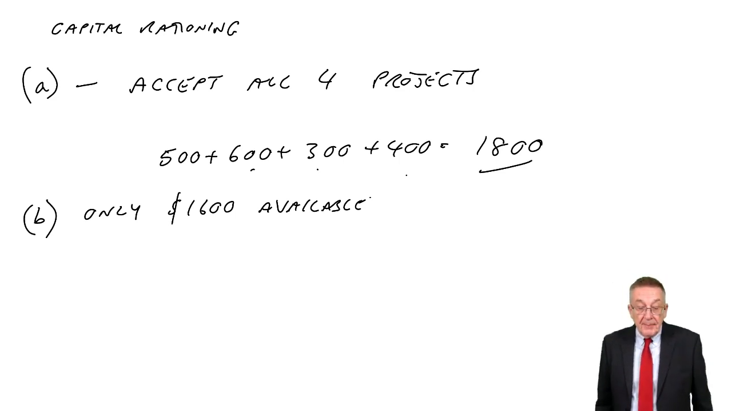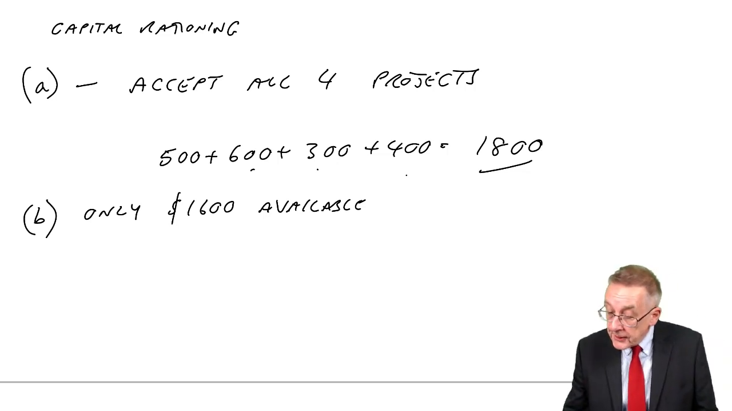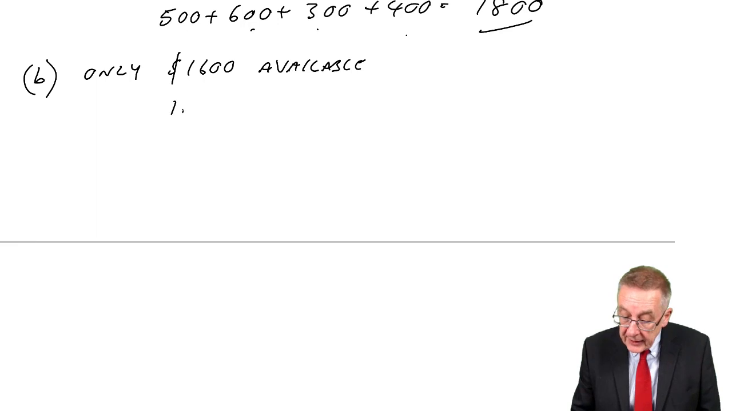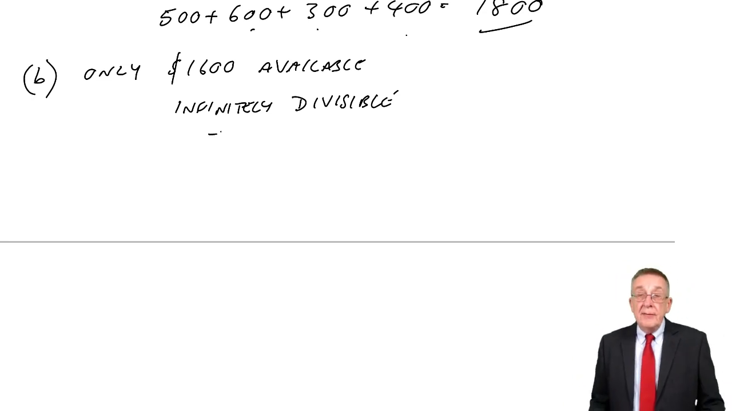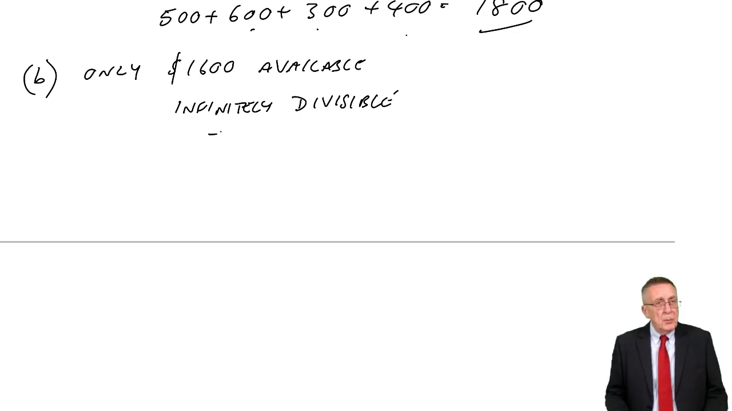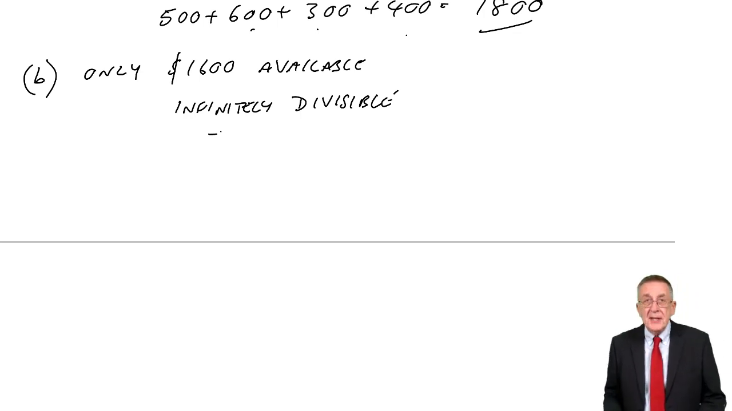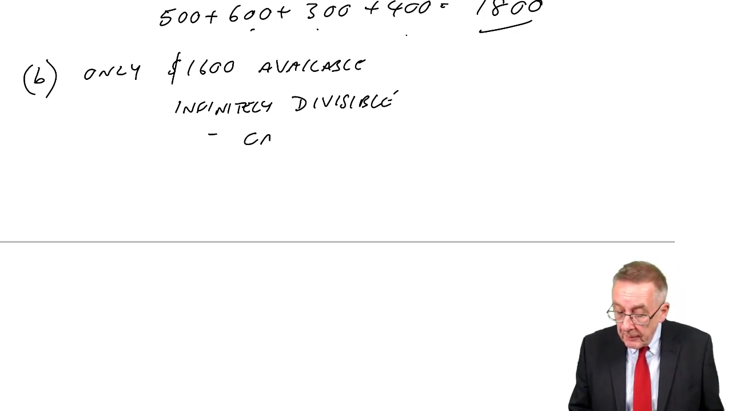Also, look at part B. It says capital is restricted to 1,600. It also says the projects are what we call infinitely divisible. Now, what infinitely divisible means is normally a bit impractical, I think you'd agree, but it happens in the exam. Infinitely divisible means we can do any fraction of a project.